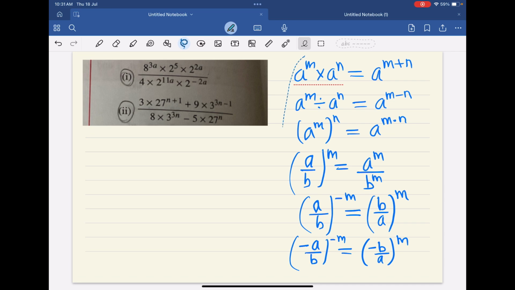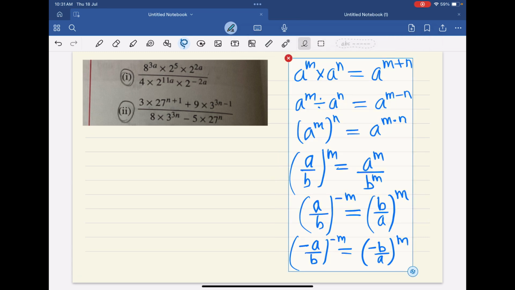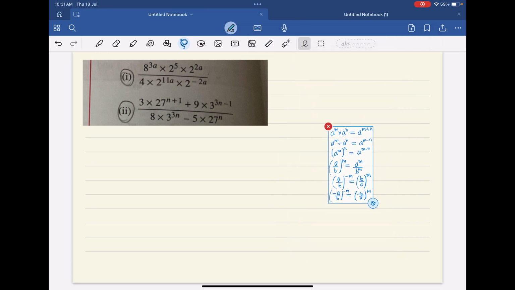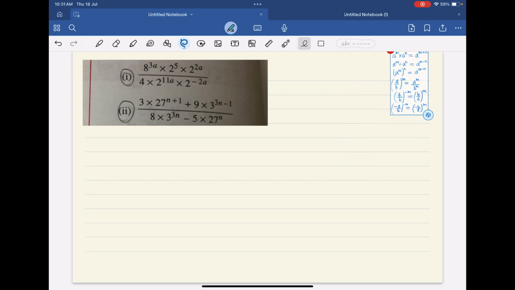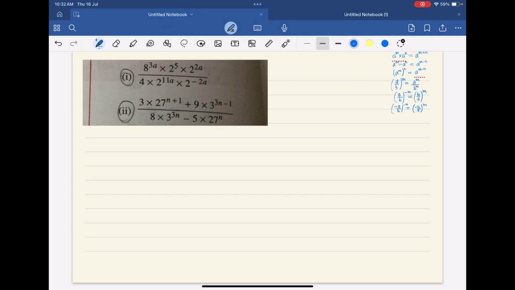So with these properties, we are going to try and solve the questions which are mentioned here. Okay, just give me a second, I'll keep these properties aside. Now let us look at question number 1, and it tells us to solve for 8 to the power 3a times 2 to the power 5 times 2 to the power 2a upon 4 into 2 to the power 11a into 2 to the power minus 2a.